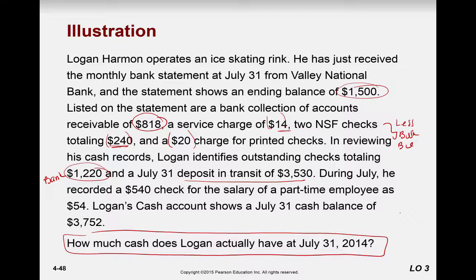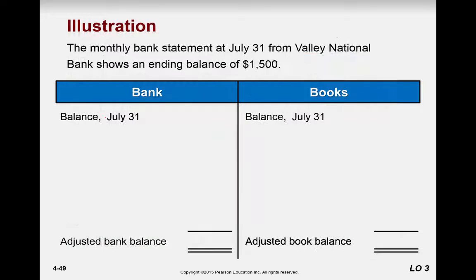And during July, we had a $540 check for a salary of a part-time employee that was recorded as $54. So we're going to have to take that $540 and subtract that $54, and that will give us $486. And that is a difference that's going to go on our book side. And then our cash account, which is our book balance, shows $3,752. So keep this close so we can go through the process.